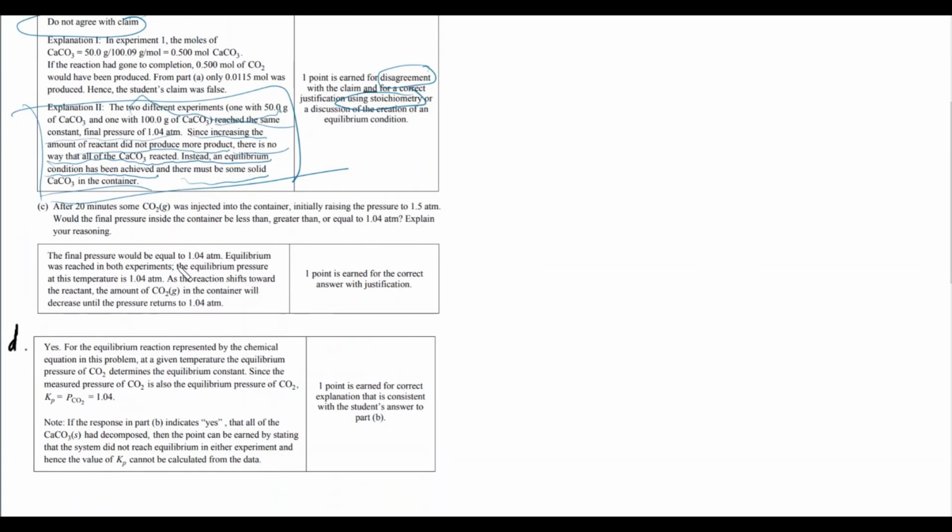So it says that it would be equal to 1.04 because the equilibrium pressure is 1.04. And if the reaction has too much products, it'll shift toward the reactants. So this is Le Chatelier's principle. And the amount of CO2 will decrease until it returns to the equilibrium pressure. Now for D, we said yes, and boom.